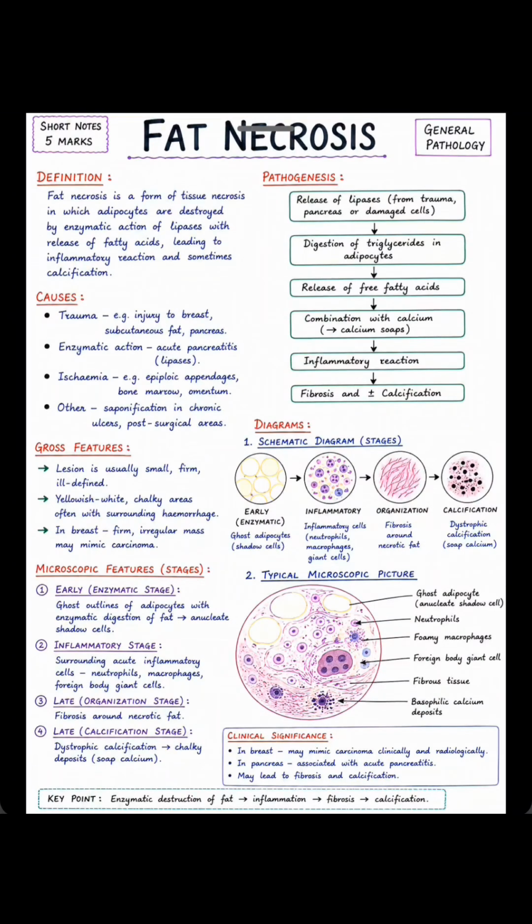What triggers it? There are two main parts: trauma and enzymatic action. Trauma, like a physical injury to the breast or subcutaneous fat, and enzymatic action, that is acute pancreatic lipases. Ischemia also causes it, and saponification in chronic ulcers and post-surgical areas. But the two main important points are trauma and enzymatic action.